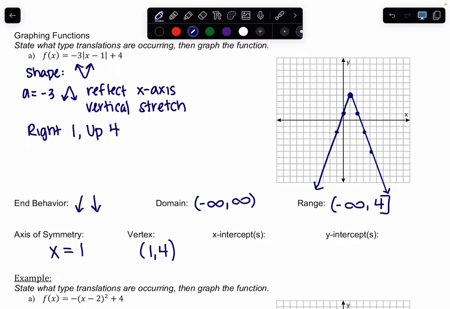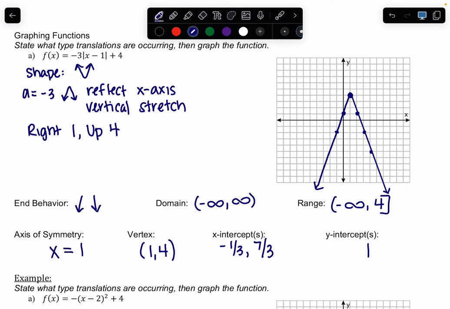x-intercepts are hard to tell in this one. I'm just going to tell you, I believe it's -1/3 and 7/3. And then y-intercept would be what? I feel like we can tell this one. 1. Okay.